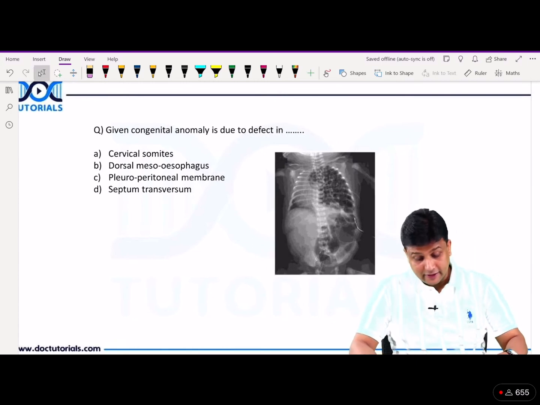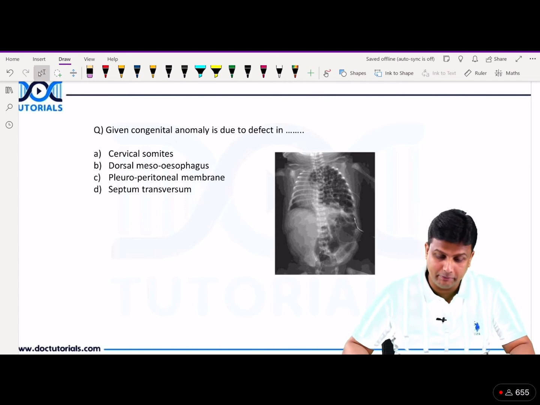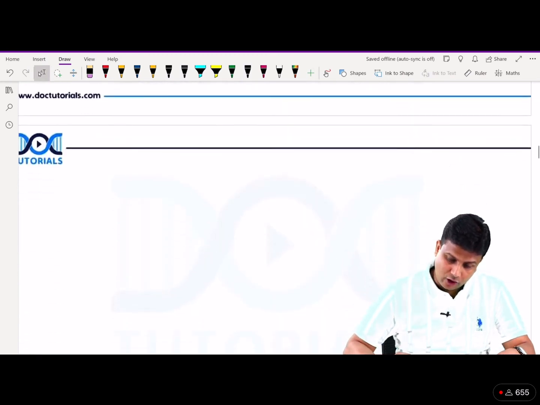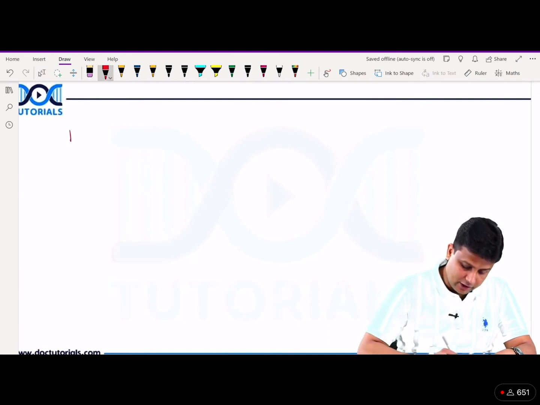To understand the reason for this one, first of all, you should know the normal development of the diaphragm, through which abdominal viscera are going into the chest. Yes, very good. So what is the normal development of the diaphragm? We will study that first. So in anatomy, let me first tell you about the development of the diaphragm.